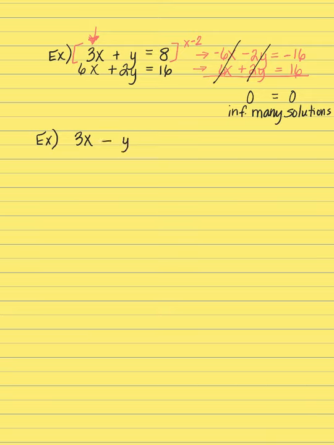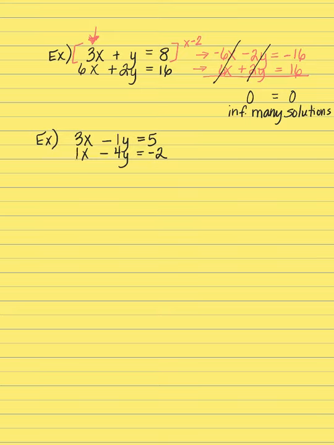3x minus y equals 5. And my second equation is x minus 4y equals -2. Okay, so if I look at this system, adding straight down would not help me. Because if you add straight down, 3x plus x would give you 4x. And -1y minus 4y would give you -5y. And if you want to go ahead and put 1s in front of those, you can do that.